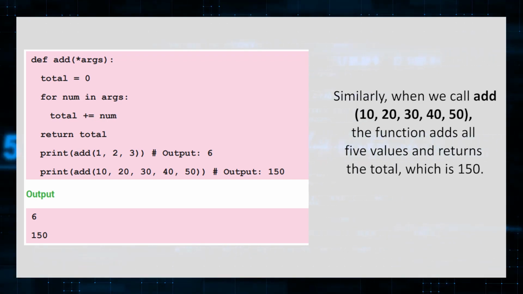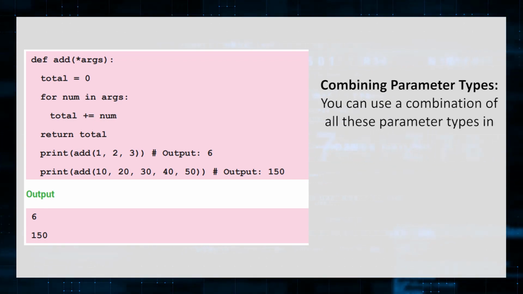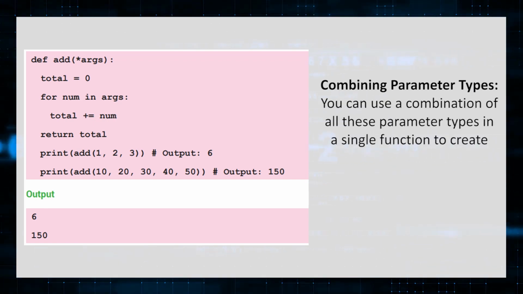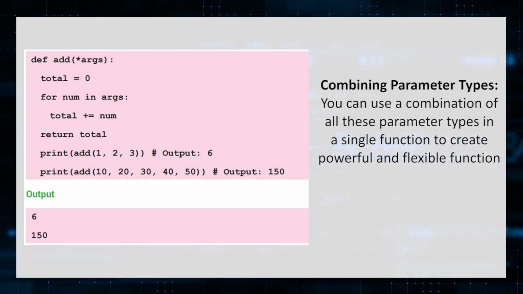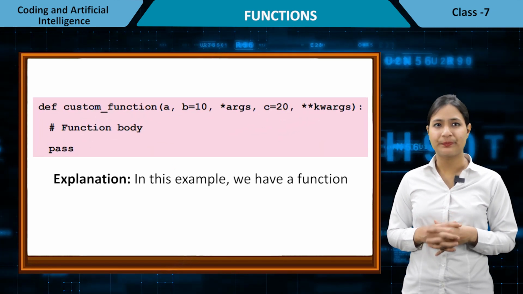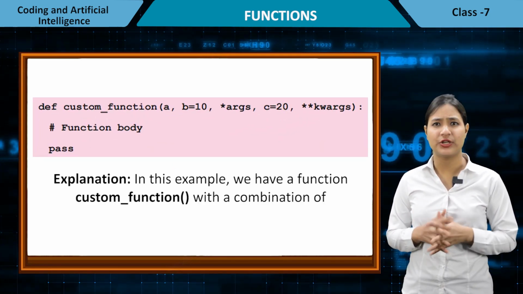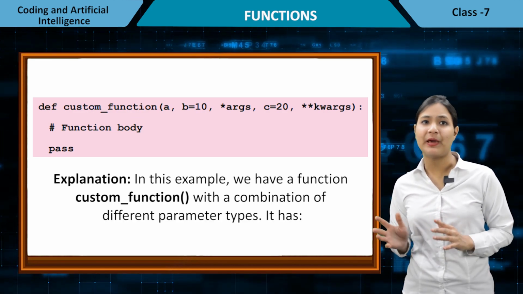which is 150. Combining parameter types. You can use a combination of all these parameter types in a single function to create powerful and flexible function definitions. Example. Explanation. In this example, we have a function, custom_function, with a combination of different parameter types.